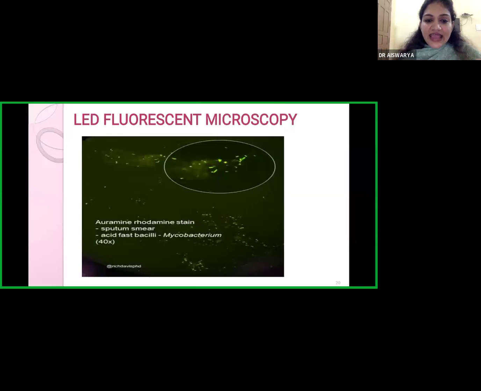So next, this is an LED microscopic view of acid-fast bacilli stained with auramine rhodamine stain. So this is less commonly used in our settings.